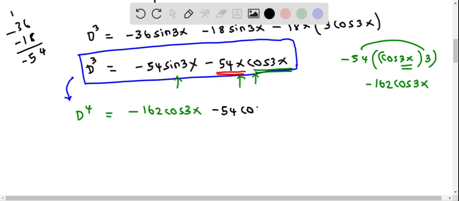We then put the second term as it is, that is cos 3x. Now I put the first term as it is, that is negative 54x, multiplied with the differentiation of cos 3x. Differentiation of cos 3x is negative 3 sine 3x.